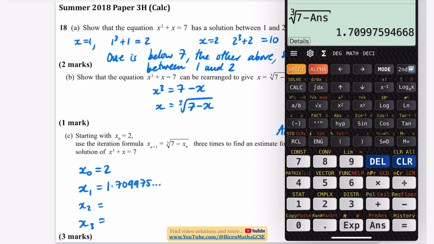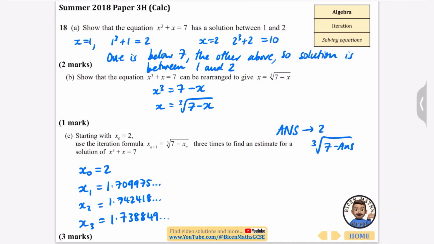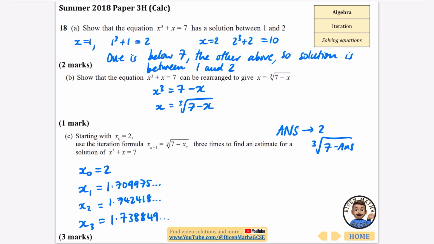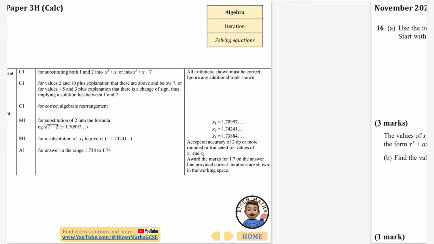And we get, for x1, 1.709975. I'll press equals again. I get 1.742418. And I'll press equals one more time, and I get 1.738849. And it didn't ask for it to be rounded, so I'm actually just going to leave it like that. And we do get 1.738 to 1.74. That's exactly the range that we would be in as well. We knew how to do the rearranging, and we've said the explanations that they are above or below 7.